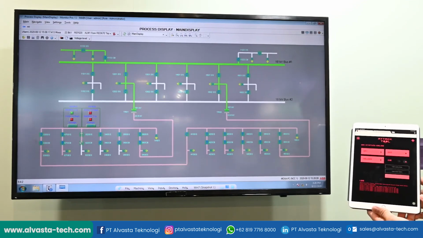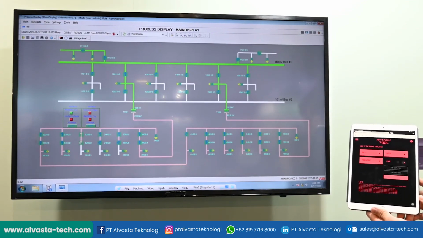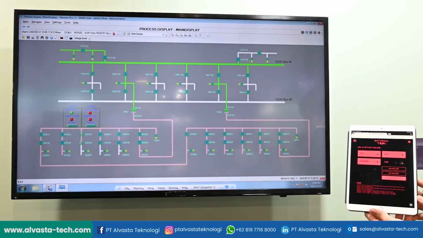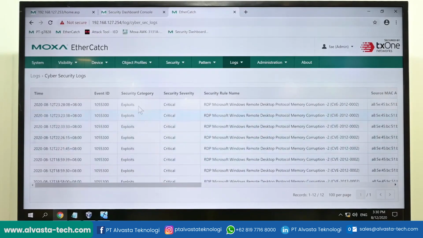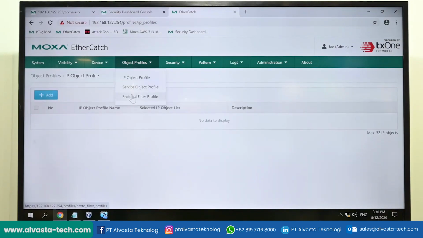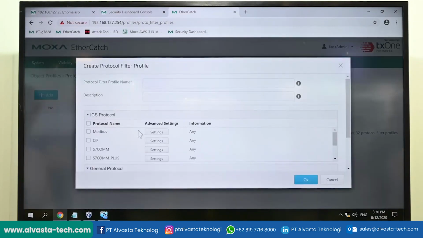As you can predict, the SCADA remains fully functional because the attack was blocked. This can also be seen in the logs of the IPS unit. In addition, EtherCatch provides you OT protocol-aware firewall functionality to further strengthen your network security.